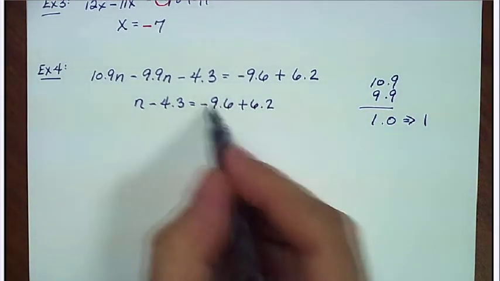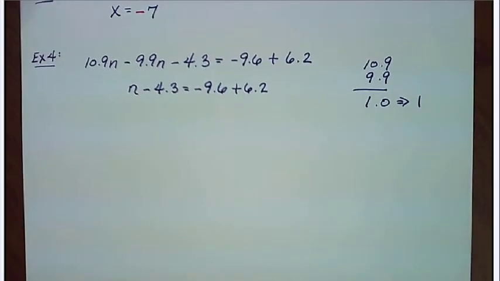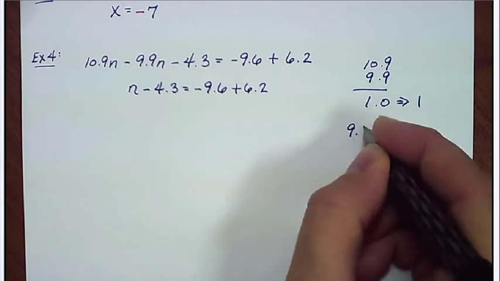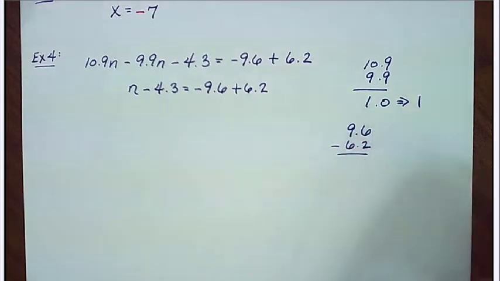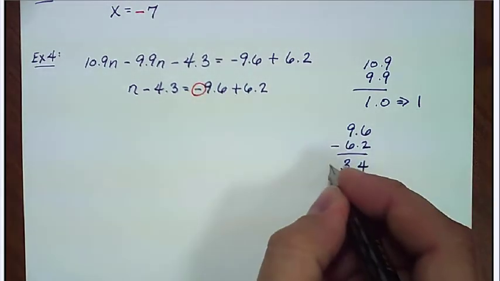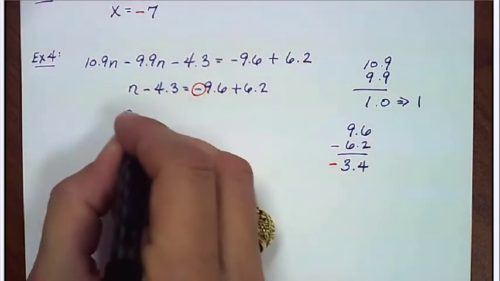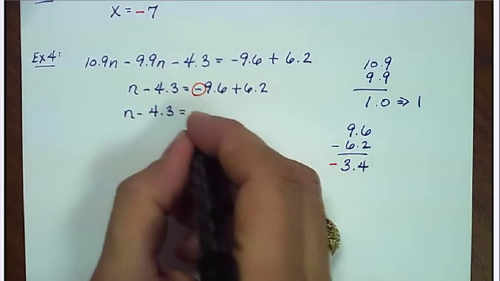I've got a larger negative than I do a positive, so I'm going to have to subtract those and keep the sign of the larger. Now, I'm not working with a calculator, so I'm going to go ahead and do this long subtraction. So this is 9.6. I'm going to subtract from that 6.2. 6 minus 2 is, of course, 4, and 9 minus 6 is, of course, 3. But remember, my larger number is negative, so that's going to indicate that my 3.4 is going to be a negative number. Well, that's going to give me n minus 4.3 is going to equal negative 3.4.